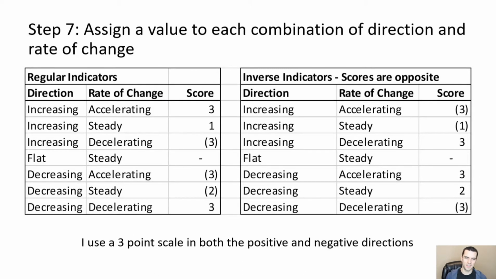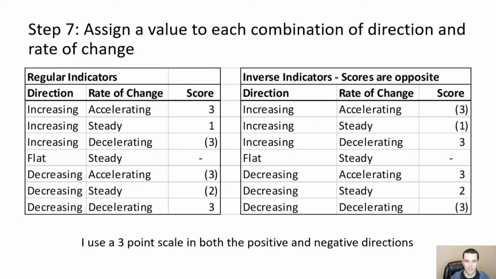So step 7 in my 12-step process is assigning a value to each combination of direction and rate of change. So you'll see here I have 2 tables, one for regular indicators and one for inverse indicators. An example of an inverse indicator would be unemployment. So the lower the indicator goes, the better, as opposed to, say, GDP, which should be considered a regular indicator, and the higher that GDP goes, the better.